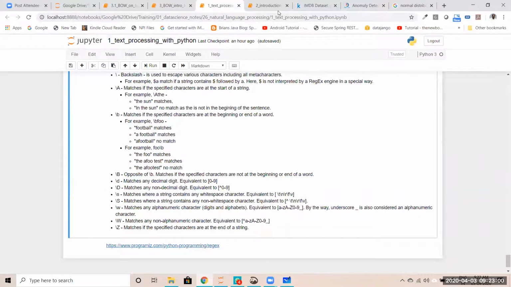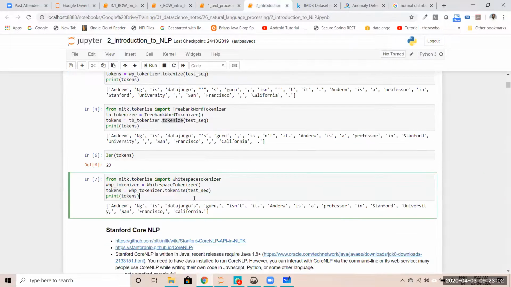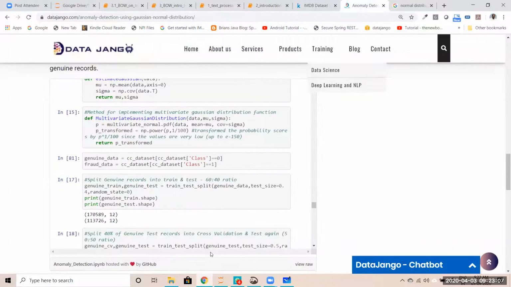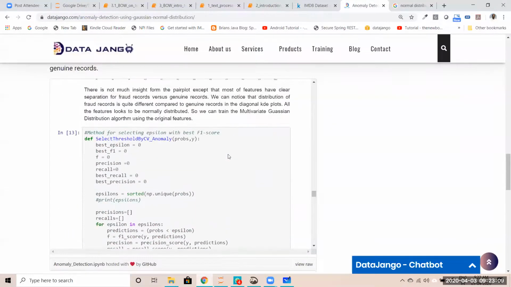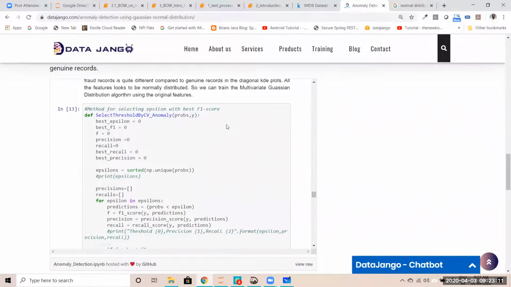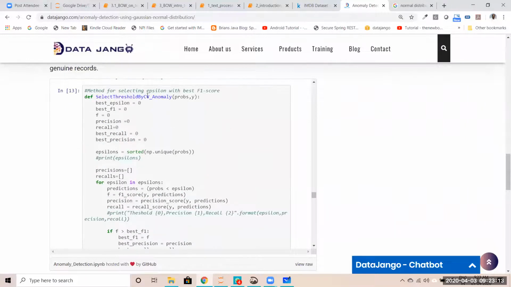This algorithm is explained by Andrew Ng in his course, but we implemented it and showed the solution here. So here, this is the method which is trying to find the threshold: select threshold by CV anomaly detection.